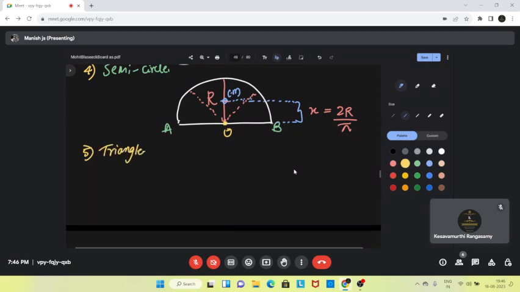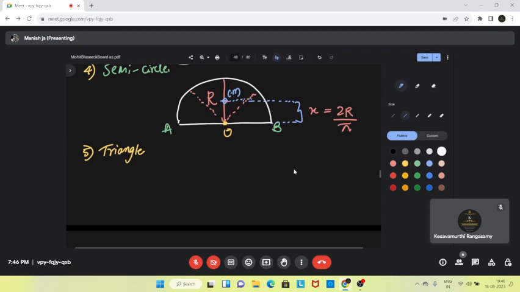For triangles, it is quite uncertain. In triangles, you have different types of triangles. We have something called an equilateral triangle, isosceles right angle triangle, scalene right angle triangle. So we have different varieties of triangles. Okay, so first we will look at the equilateral triangle.